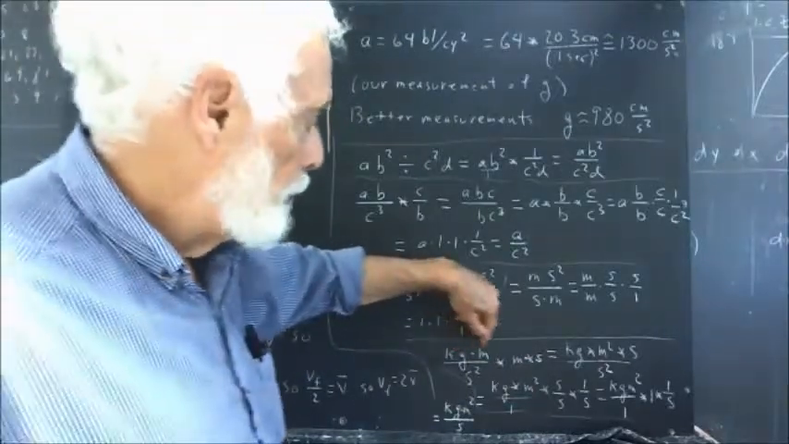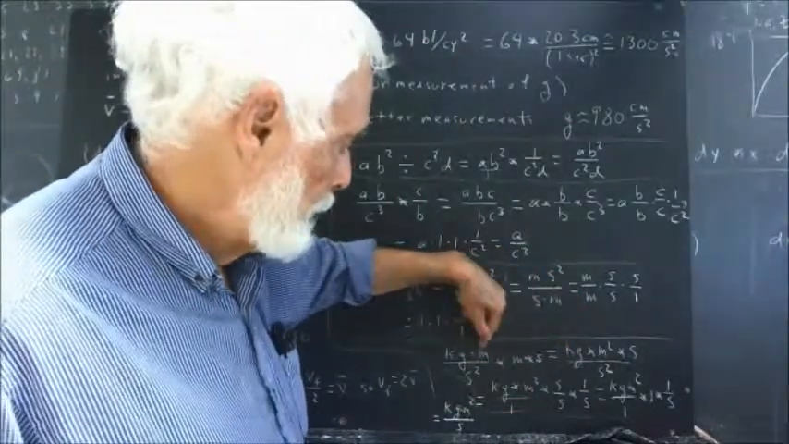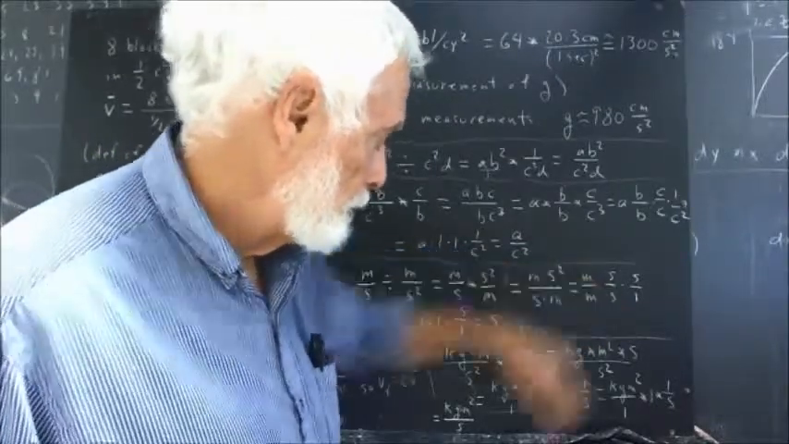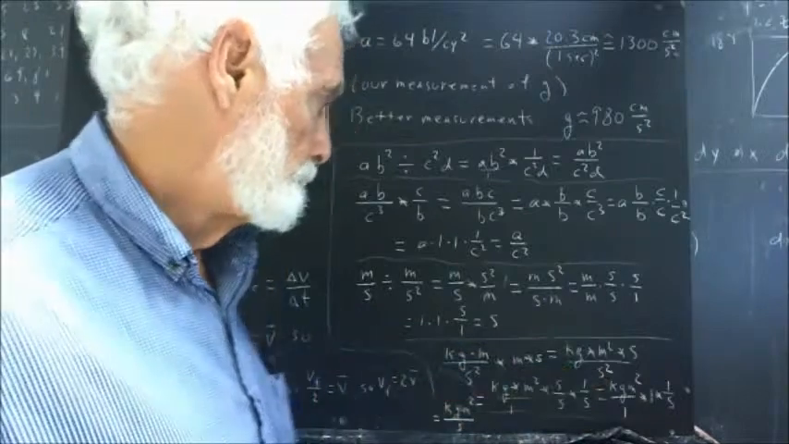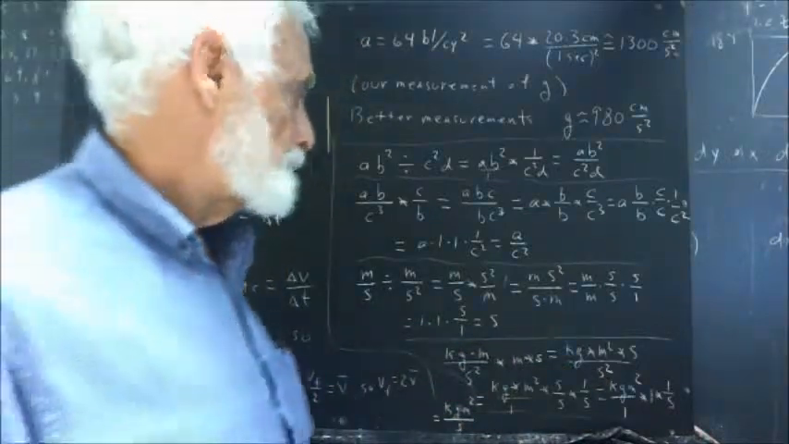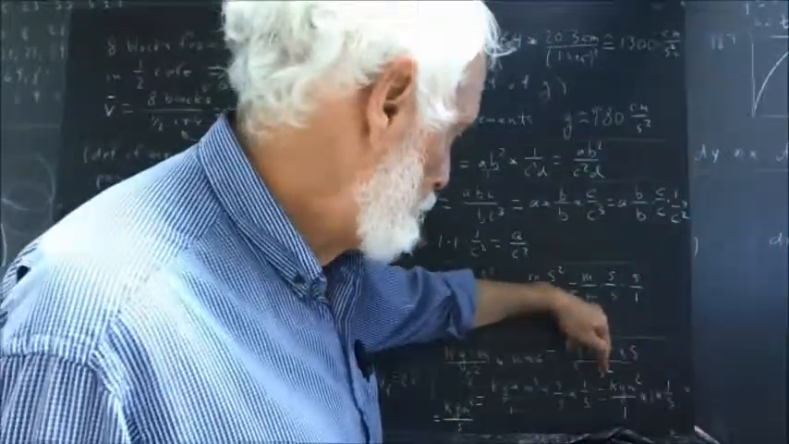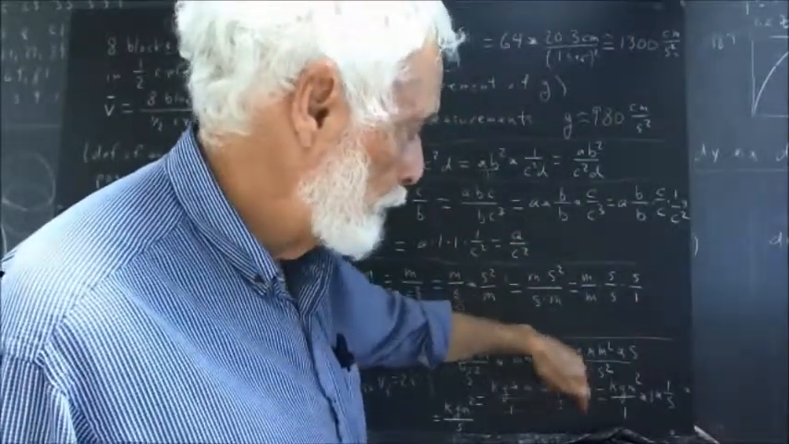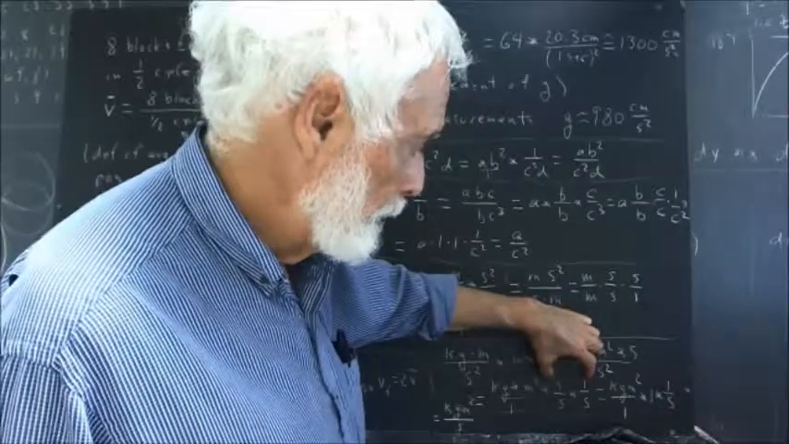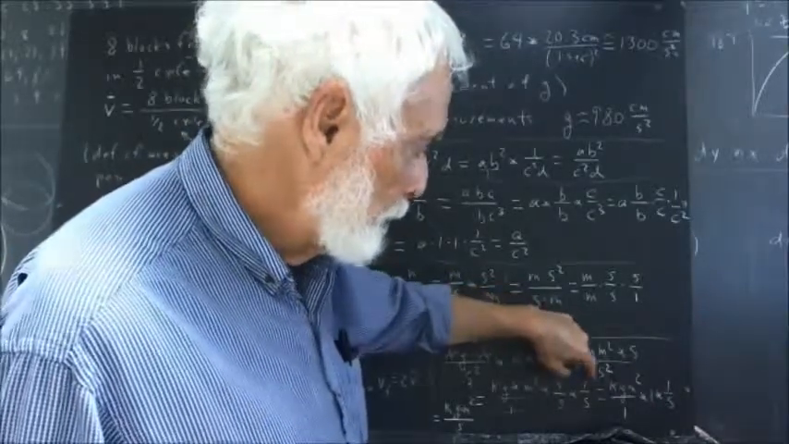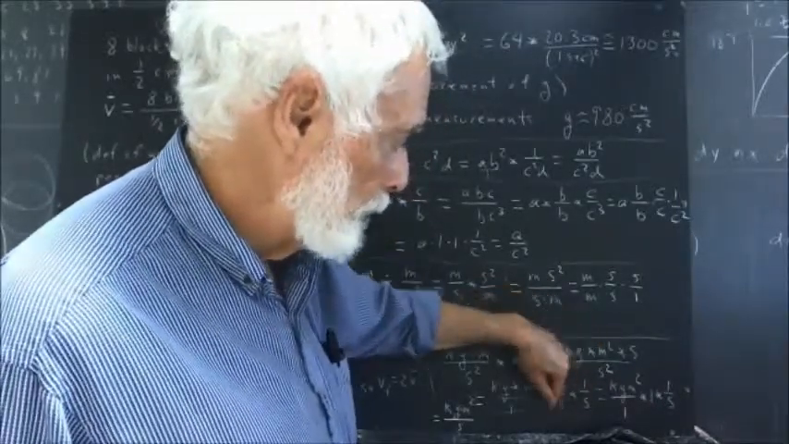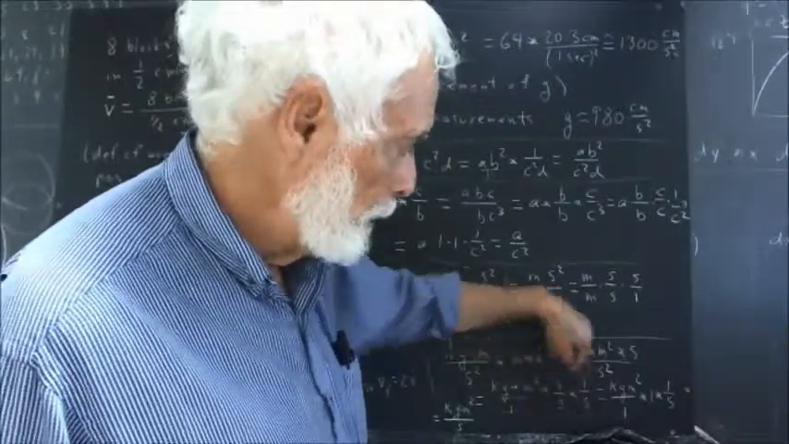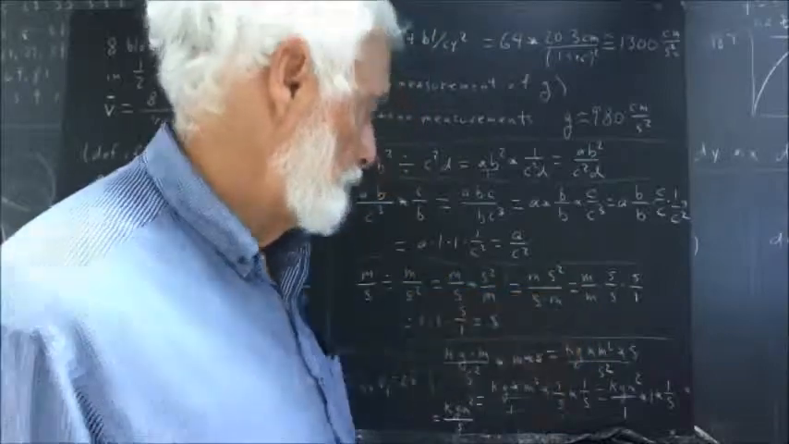Okay, multiply numerators. We get kilograms times meters. That gives us kilograms meters squared times seconds. Divide by seconds squared. What happens? Well, we got seconds over seconds squared. That could be written as seconds over seconds times 1 over second. Second over second gives us times 1 over second. Seconds times 1 gives us seconds. Seconds times seconds gives us seconds squared. So what I have here is seconds over seconds squared.